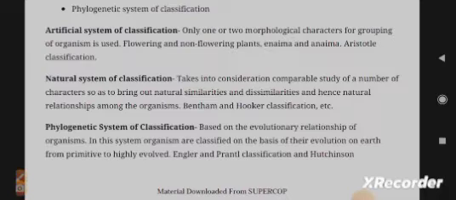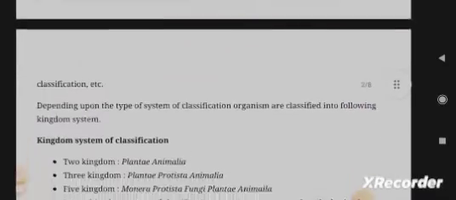Phylogenetic system of classification. Based on the evolutionary relationship of organisms. In this system, organisms are classified on the basis of their evolution on Earth from primitive to highly evolved. Engler and Prantl classification and Hutchinson classification, etc.